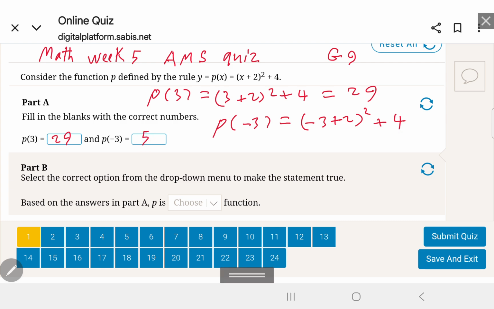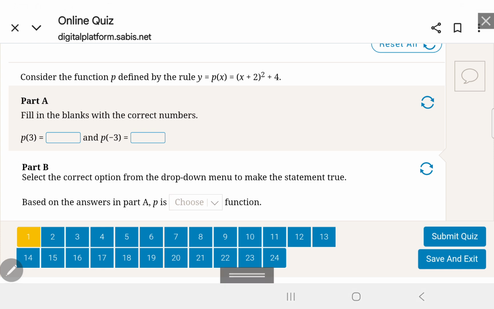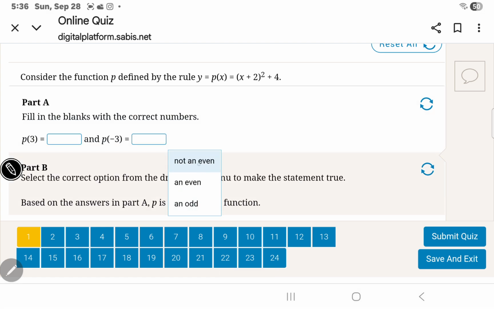Part B, select the correct option from the drop-down menu to make the statement true. Based on the answers in part A, let's see the options here. P is an even, not even, or an odd function. Because we got different answers here and here, it's not even. So here you have to choose not even.